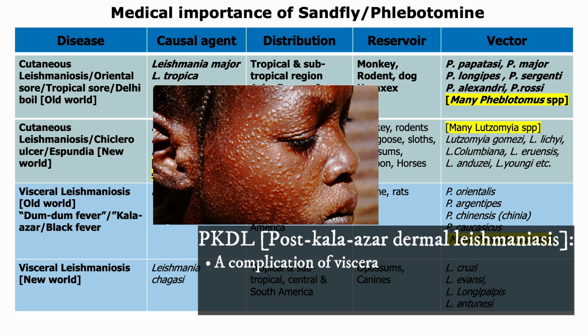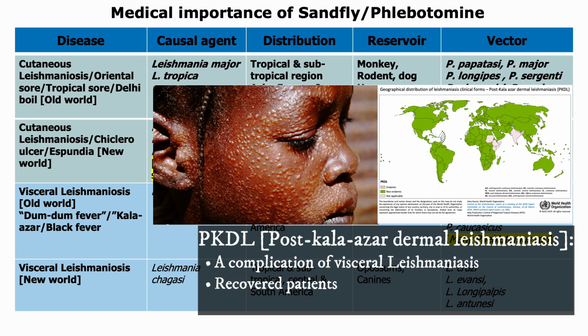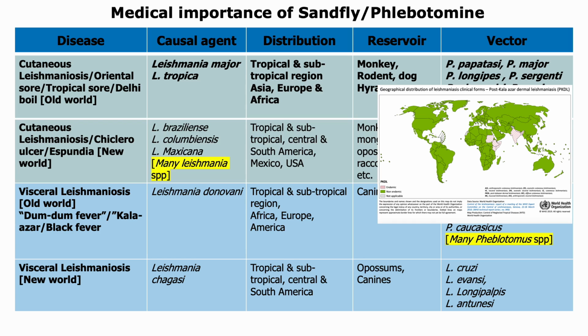PKDL or post-Kala-azar dermal leishmaniasis is a complication of visceral leishmaniasis. It is seen in apparently recovered patients. PKDL is seen in most countries, but it is mainly seen in East Africa and Southeast Asia.